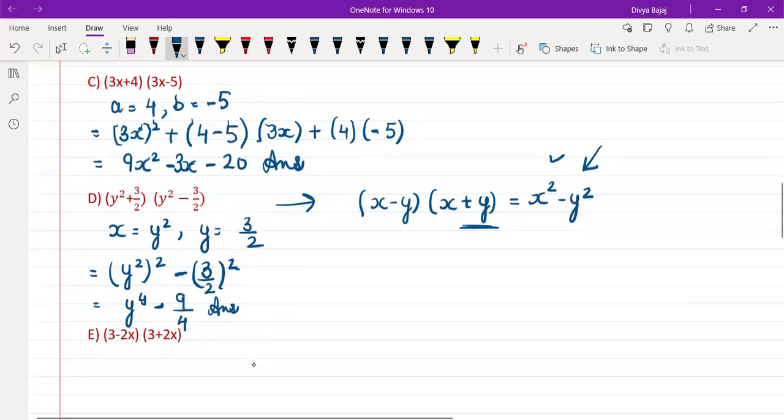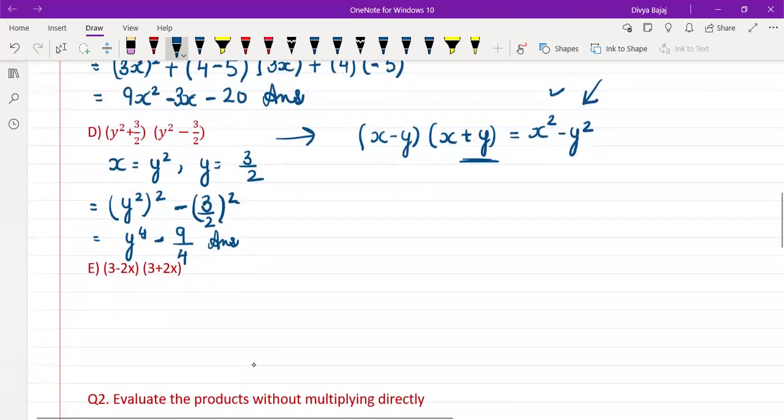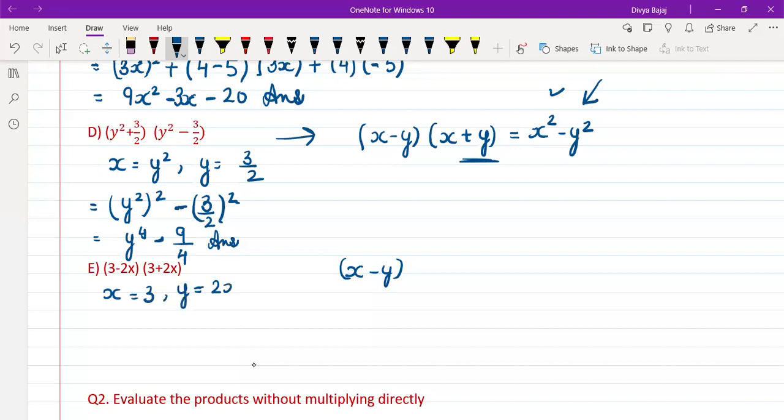So let's move further to the E part. Now, look at this question. This question is again the same as the D part. We have the same type of question, which is in the form of x minus y, where x is 3 here. If you see the question, x is 3, the first term, and y is the second term, 2x. So x minus y into x plus y, which our identity says will come out to be the square of the first term minus the square of the second term. So let's apply this identity in this question also.